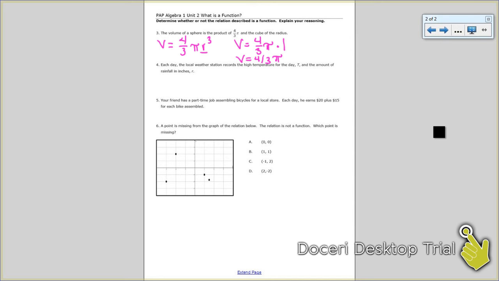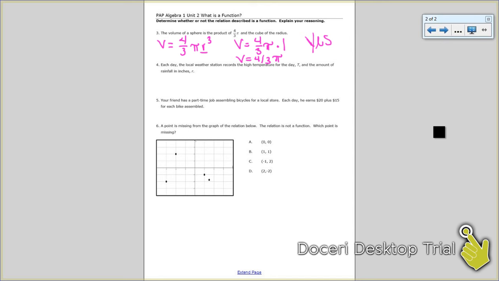There's no way that I'm going to plug in 1 one time and get 4/3 pi and then plug 1 in a second time and get 8. That won't happen. The equation hasn't changed and nothing has changed. So yes, this will be a function. If I graph it, every x value will be paired with only one y value. It's an equation. Nothing fancy is changing.